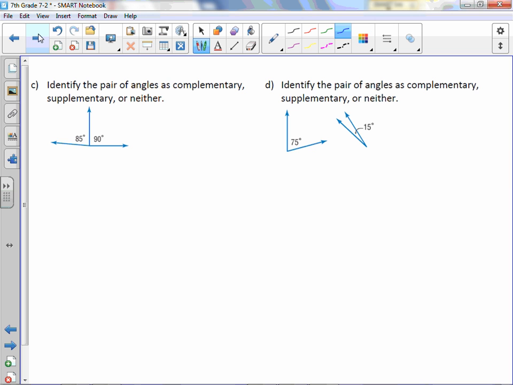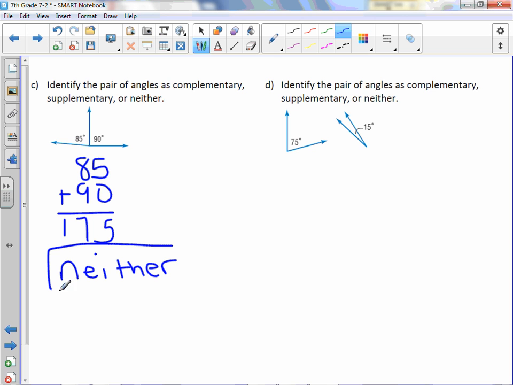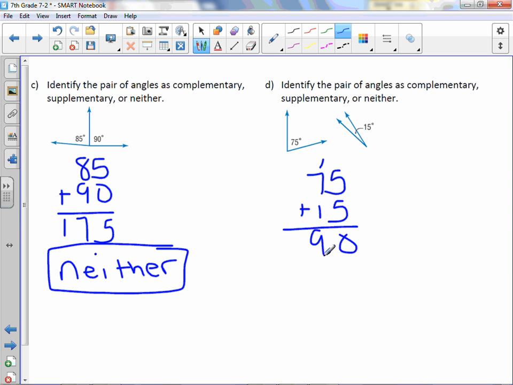Letter C, we have 85 and 90. And all these directions are the same for these problems. I get 175, which is neither 90 nor 180. Therefore, it's neither complementary nor supplementary. Letter D, again, let's add them up. They equal 90 degrees, therefore complementary.